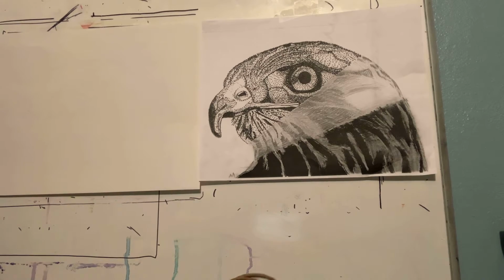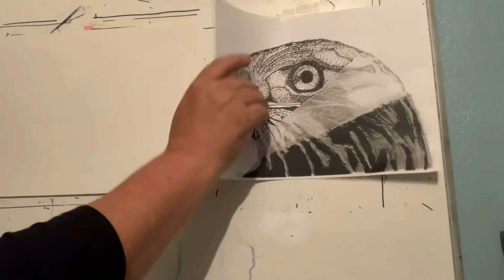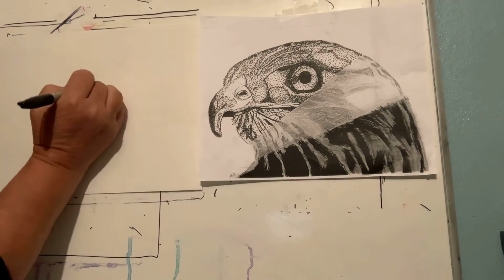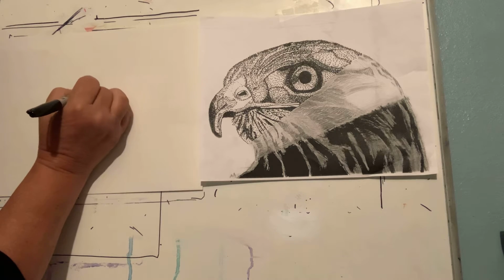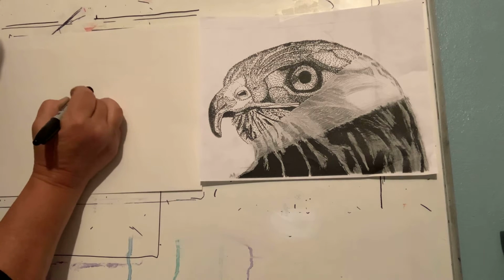So tonight we're going to work through some parts of this eagle drawing. So we're going to start with the drawing itself. And pretty much if I folded my paper in half, my eye would be in the middle. So in the middle of my paper, I'm going to start with a circle. And I'm going to then color that in.